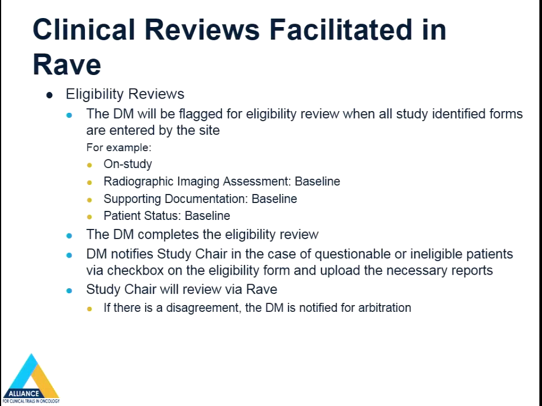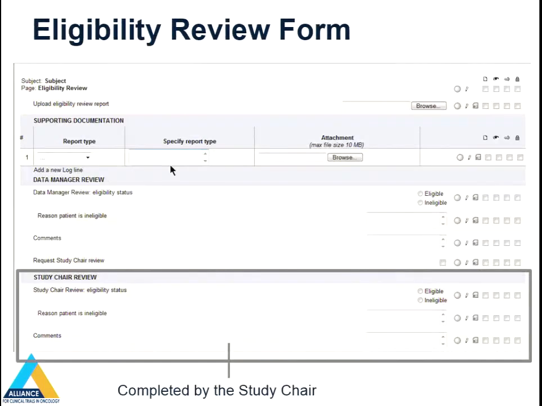The only cases that automatically go to the study chair are those when the data manager deems that the patient is ineligible, or if they have a question. So if there's something about the eligibility review that they need medical input, they would send it off to the investigator for their review. The study chair then goes right in RAVE, and they do their review, and I'll show you what that looks like.